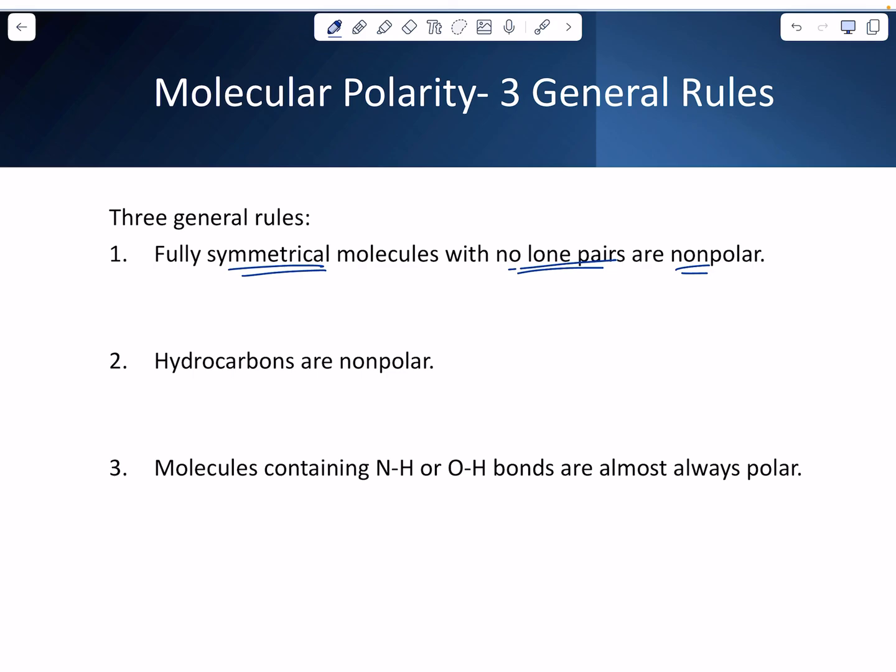Hydrocarbons, we haven't used this term extensively, but they're molecules that are made up just of carbon and hydrogen, okay? So molecules with only carbon and hydrogen, okay? So we can have something that looks like this.